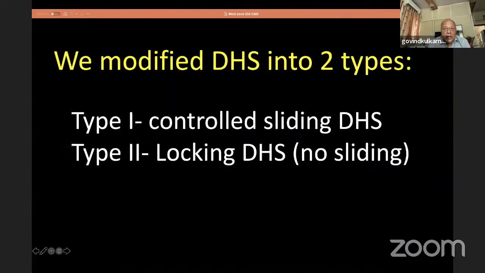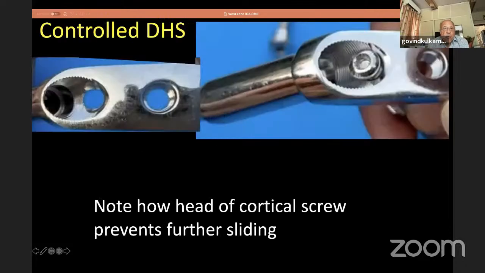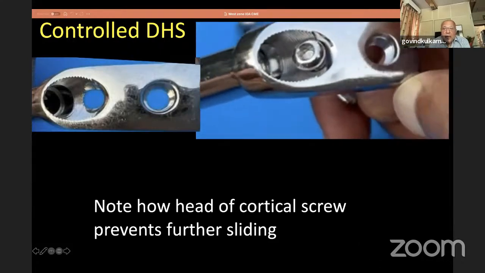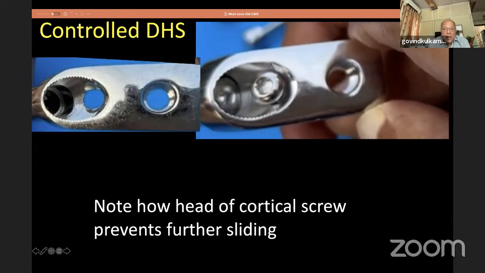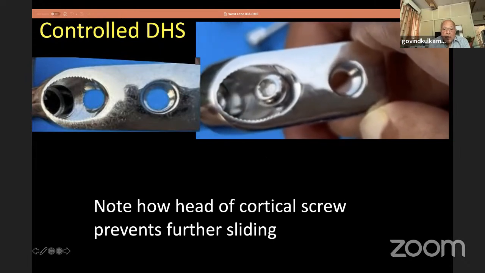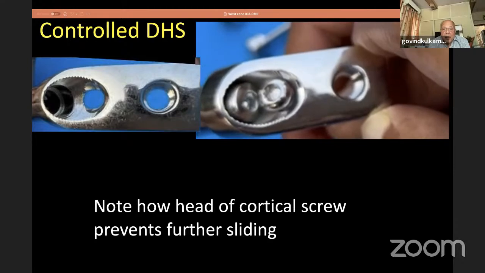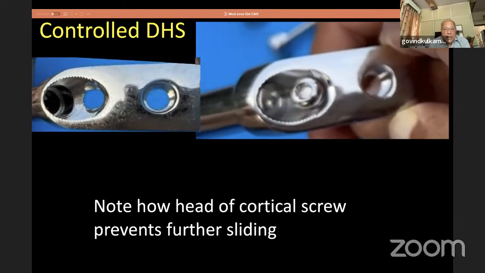5 millimeter sliding. We modified DHS into 2 types. Type 1 is controlled sliding DHS, and type 2 is locking DHS. This is the controlled DHS. You can see here how the screw moves, and the head of the cortical screw prevents further sliding.